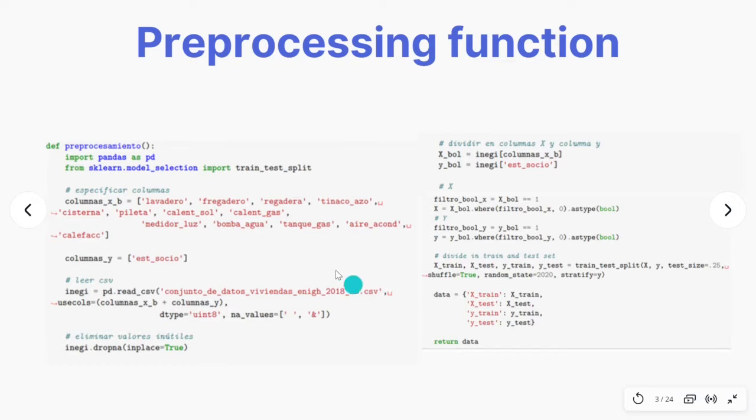In a few words, we selected only the columns that we are going to be using. We read the CSV, we deleted the NaN values, we divided the dataset in X and Y, and also we converted it to a suitable data type for our models. And last but not least, we divided the whole dataset into training and test sets.